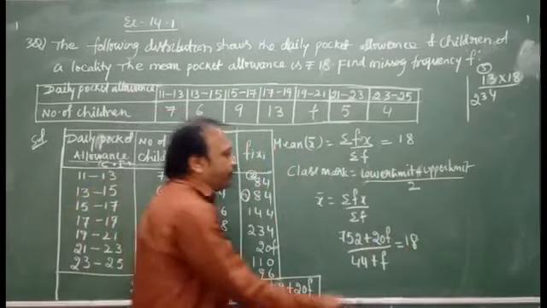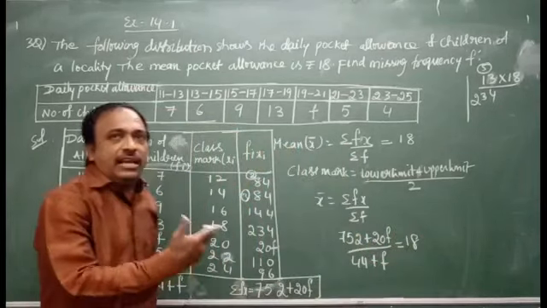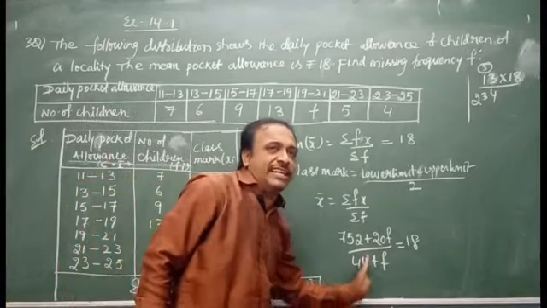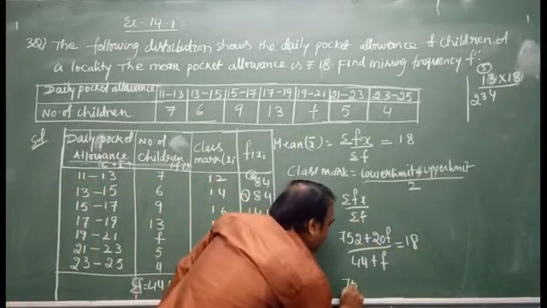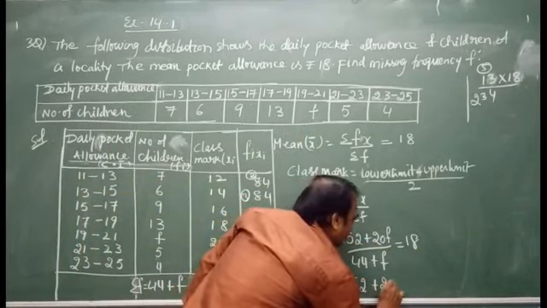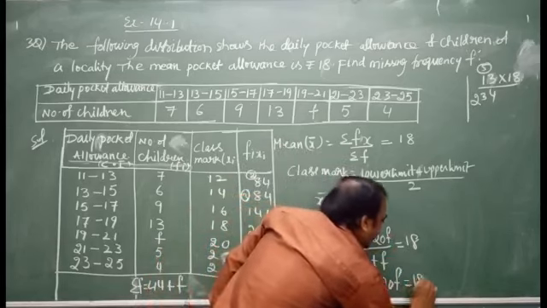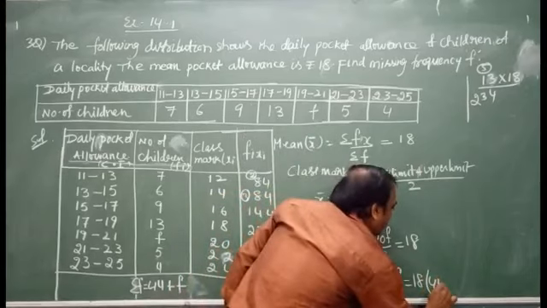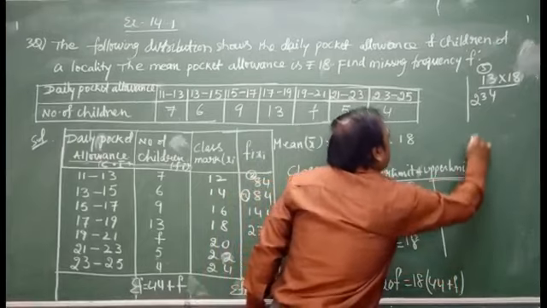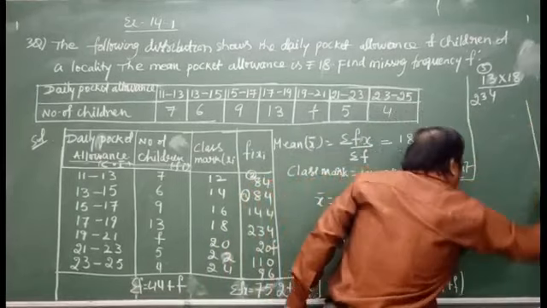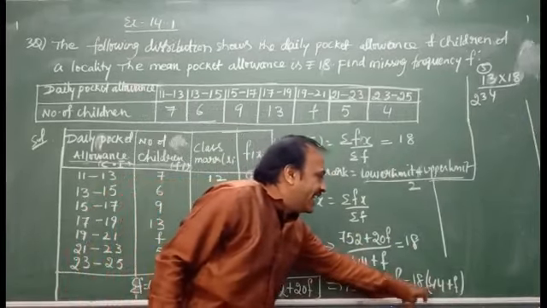Now what do we do? It is in the denominator part. If you transpose that side, it will multiply, as it is in the denominator. So when you transpose, 752 plus 20f is equal to 18 into 44 plus f. Observe it: 752 plus 20f is equal to 18 into 44 plus f.